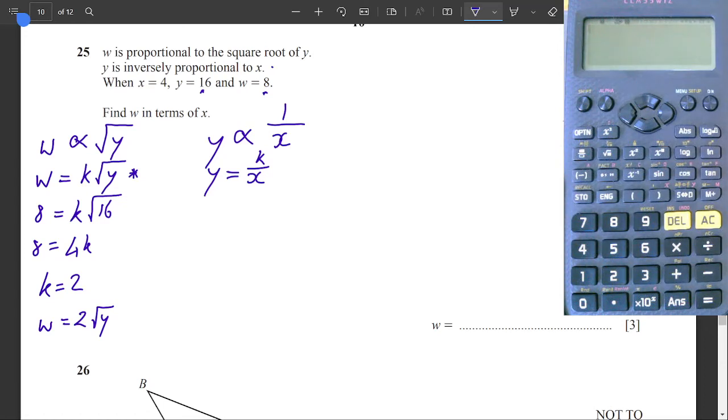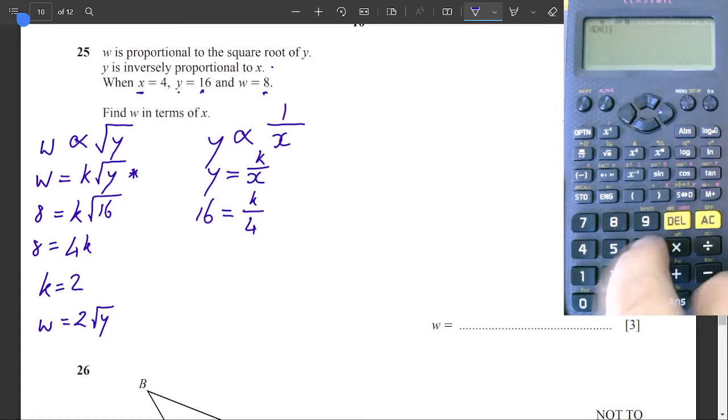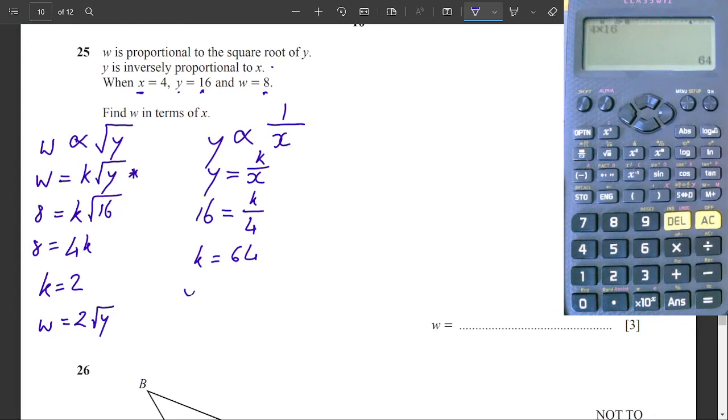Next one, we can write this equation. We've got x and y. So let's do that. y is 16, k, x is 4. 4 times 16, of course. What is that? 64. That's what I said, isn't it? So k equals 64. So that means y equals k over, no, we just worked out k, 64 over x.